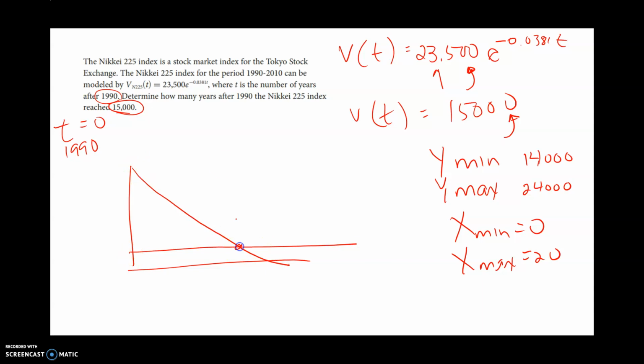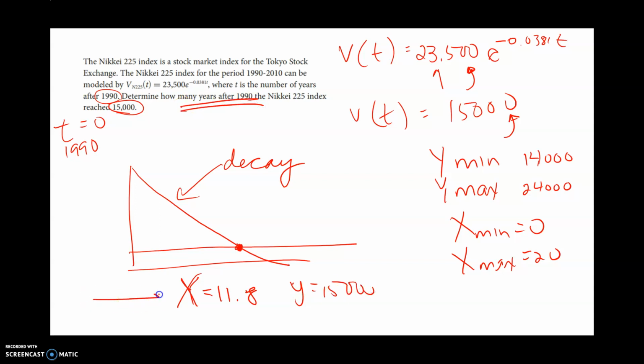Notice what we have here, gang. This is decay, isn't it? This is decay. So we're going to find this intersection right here. Second calc, go down to my intersect. First graph, second graph, guess. So my intersection is x equals 11.8, y equals 15,000. How many years after? Almost 12 full years. You could say 11.8 years. The Nikkei 225 index will hit 15,000.